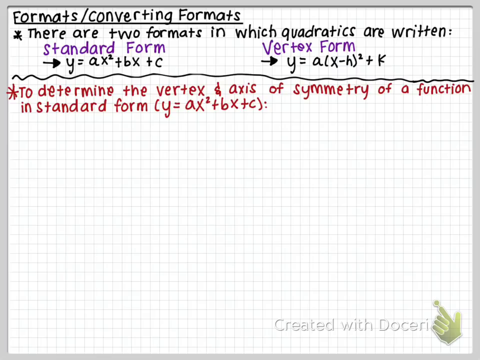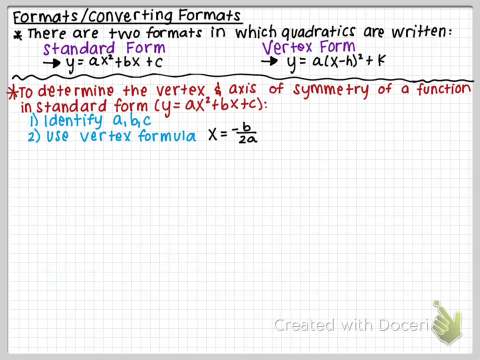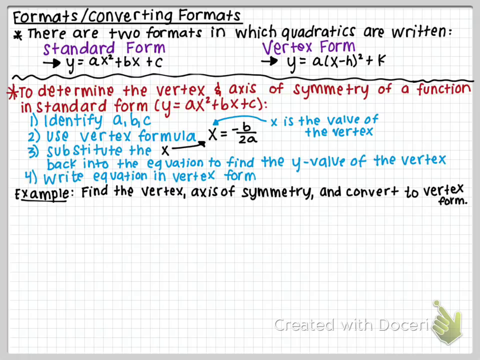But for a function in standard form, this is what we have to do. The first thing is we have to identify a, b, and c. Then we have to use the vertex formula. This is the vertex formula right here. Then x is the value of the vertex. Okay, this is all going to make sense. We're going to apply this to an example. The third thing is we're going to substitute the x. Whatever you get here, we're going to substitute that back into the equation to find the y value of the vertex. And then you're going to write it in vertex form.